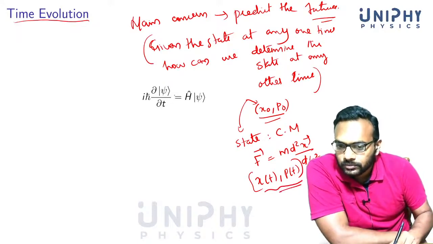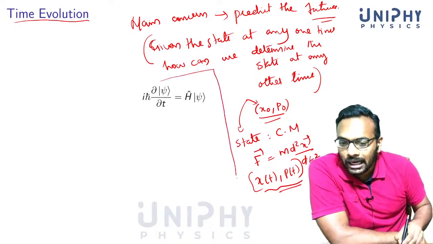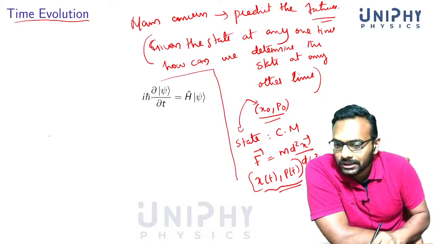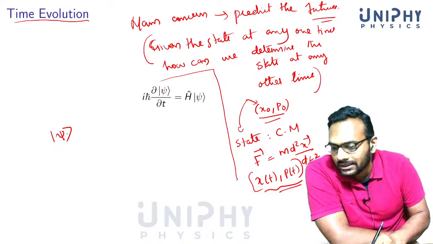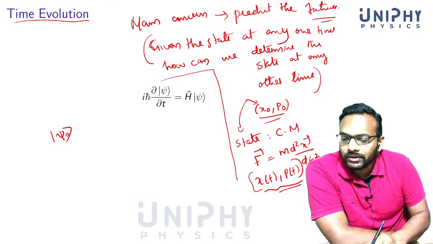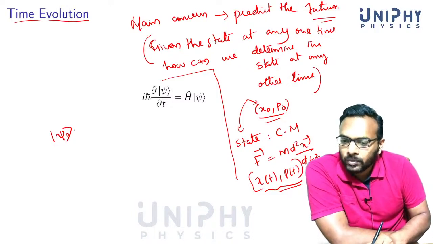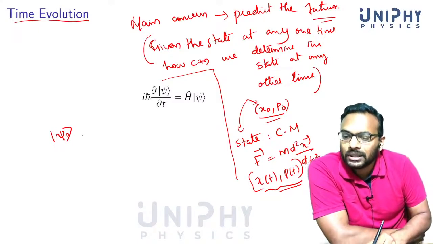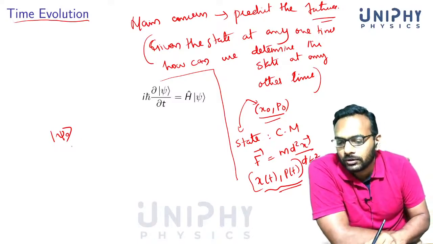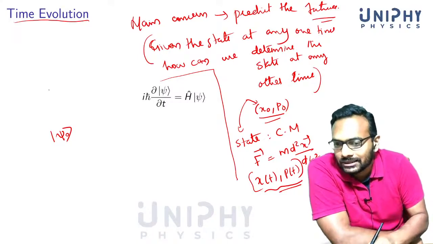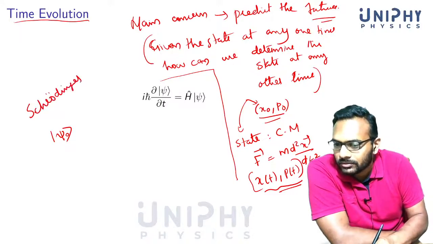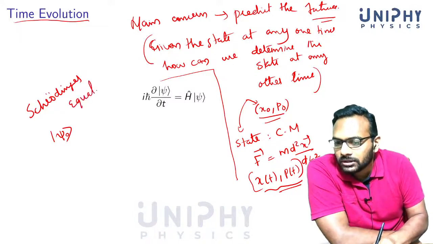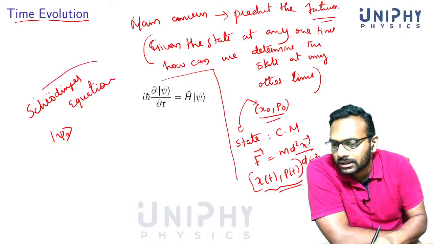The same thing can be asked in quantum mechanics, right? We said that states are represented by vectors. Given the state or the vector corresponding to the state at any time, what's the state at any other time? Or what's the equation that governs the evolution of the quantum mechanical state? And the answer is the famous Schrodinger equation.